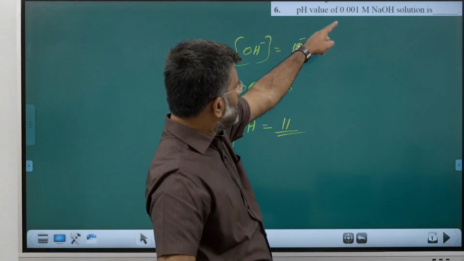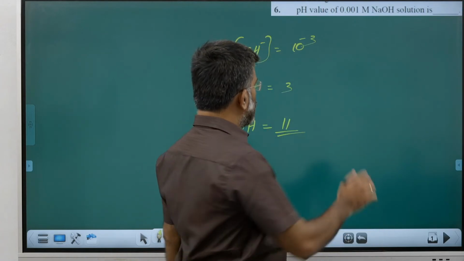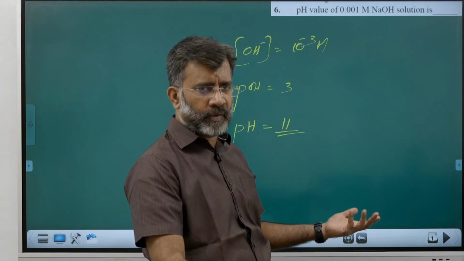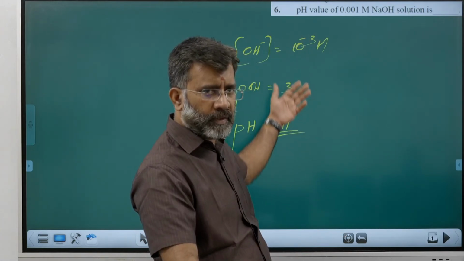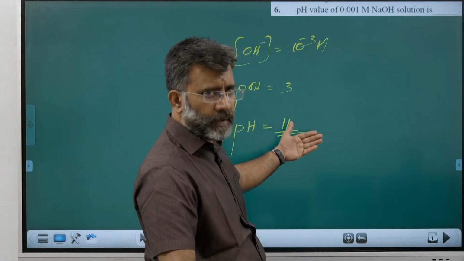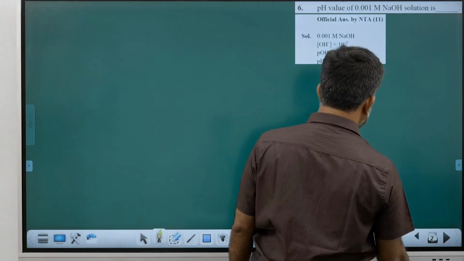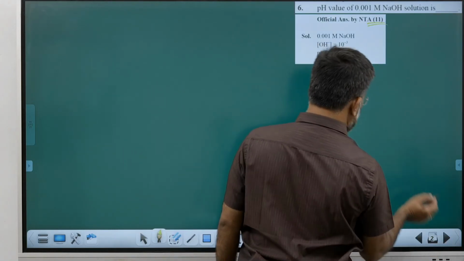See, NaOH concentration given. That means OH minus concentration given, 0.001 molar means 10 power minus 3 molar. Therefore, pOH is equal to negative log of this, 3. You get pH is equal to 14 minus 3, 11. 11. Next.